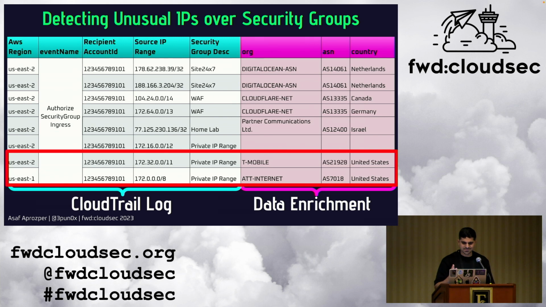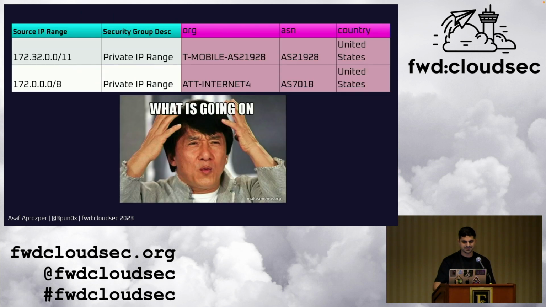And then something unusual caught my eye. Even though the security group description said private IP addresses, this seems to be matched with T-Mobile and AT&T. That's kind of weird, right? Okay, I won't lie, this threw me for a loop. I was looking at these security groups described as private IP ranges, but when I ran the enrichment using Splunk, I found something different. These private ranges were actually connected to T-Mobile. What is going on?